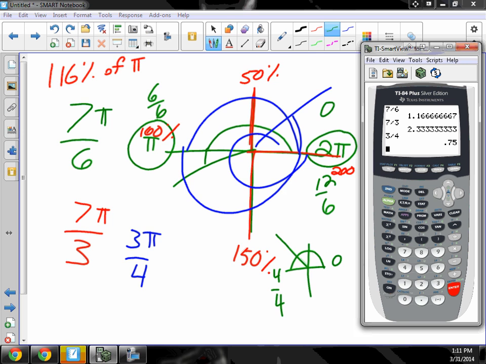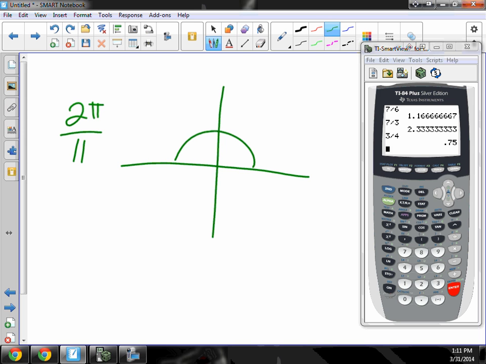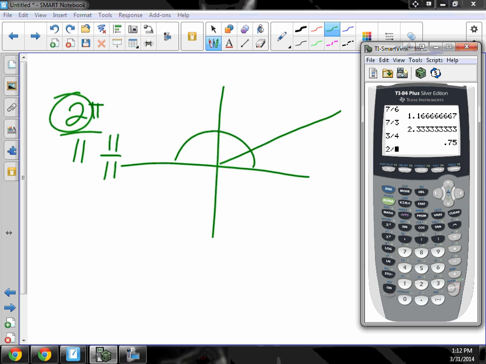Okay, what about 2 pi over 11? So the top half is how many? 11 over 11. So is 2 closer to 11 or closer to 0? 0. What is that vertical axis? 5.5 over 11, which is kind of confusing. So 2 over 11 would be there. Let's turn it into a percent. 2/11, right, 5.5 over 11. So 18% lands in quadrant 1.